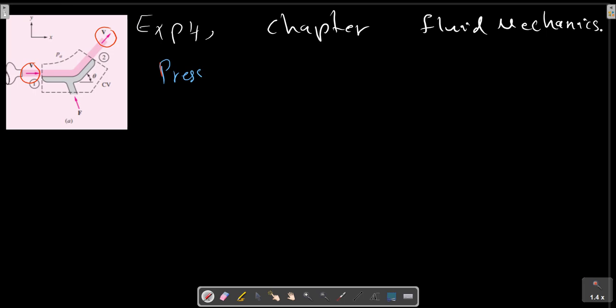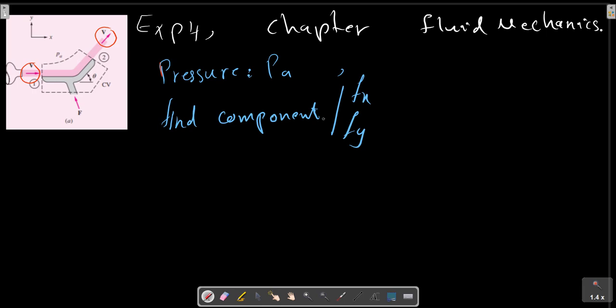Pressure PA everywhere, and friction on the vane is negligible. Find the components Fx and Fy of the applied vane force, and find expressions for the force magnitude F and the angle phi between F and the horizontal axis. Plot them versus theta.